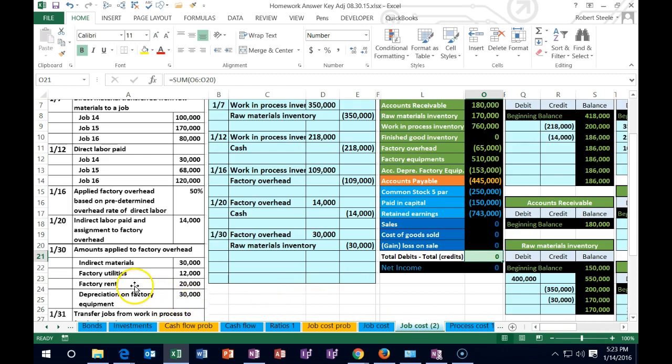So we've got factory utilities. Okay, I'm going to assume we paid the utilities with cash. Again, some problems will try to say that we didn't pay with cash, we got a utilities payable, and the reason they do that is because they want to show you in the journal entry that it's for utilities, and you can't see that if we paid cash. So let me show you what I'm talking about there. But in this problem, I'm going to assume we paid cash.